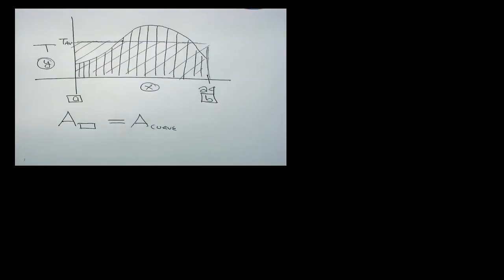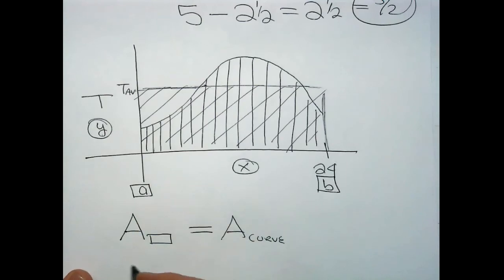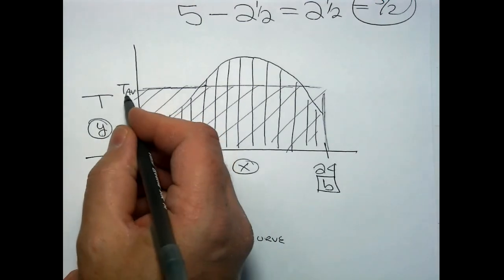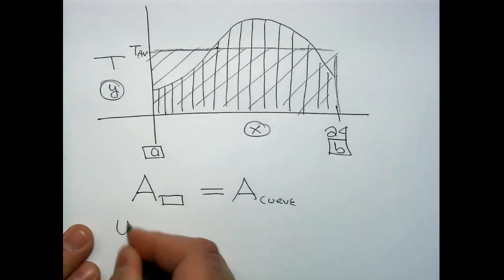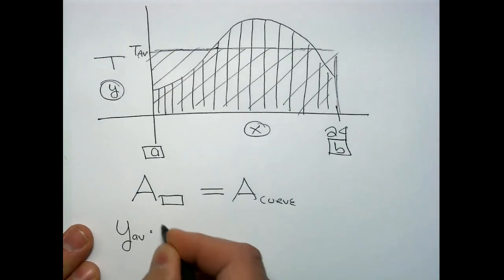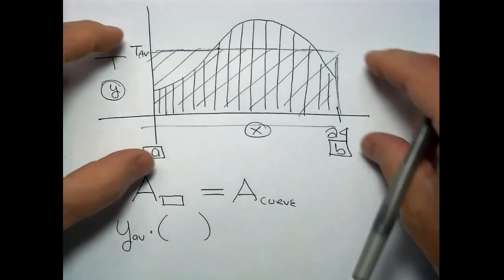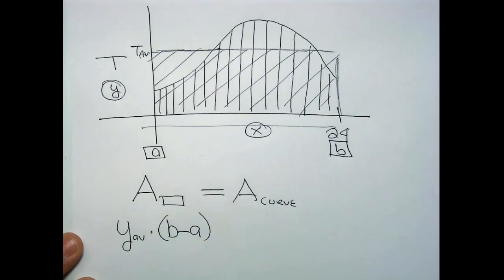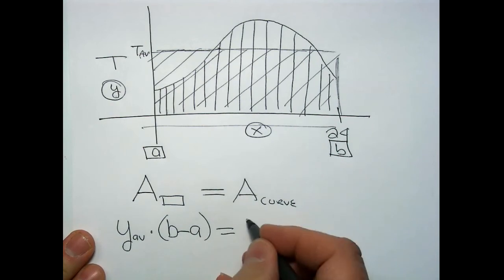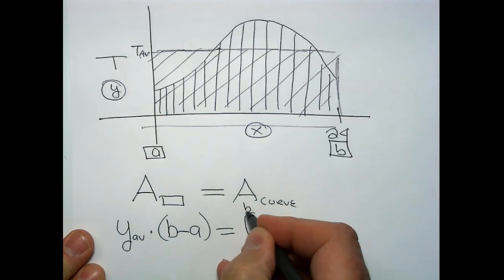Let's finish this equation. What is the area of the rectangle? Well, take a look what it is here. Instead of t, we'll use y. It's the average y value times this master width. There it is, width times height. Well, the master width is b minus a. What is the area beneath the curve? We have a formulation for that. It's the definite integral.